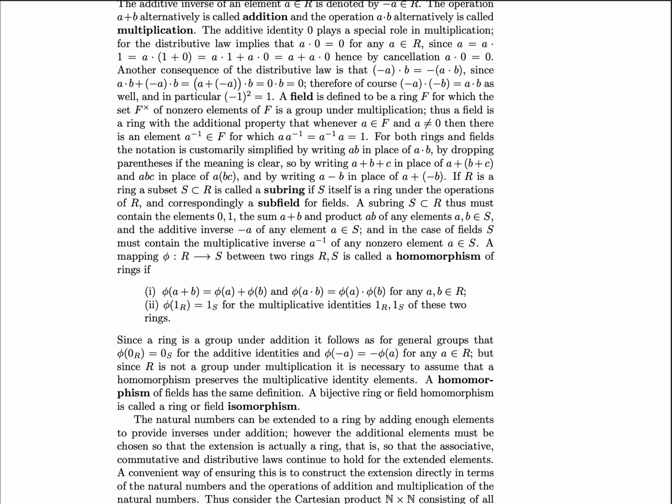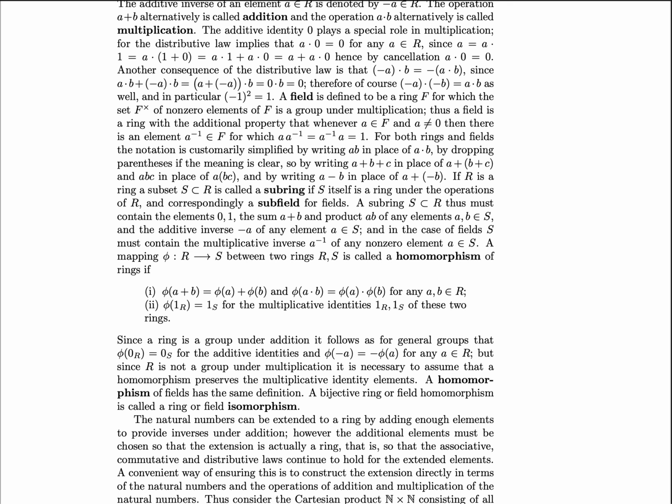If R is a ring, then any subset S of R is called a subring if S is also a ring under the operations defined by R. We have the same thing for subfields within fields. By its definition, a subring S must also contain the elements 0 and 1, and it must be closed under addition and multiplication, namely that a plus b and ab are within S for any elements a, b in S. It must also be closed under additive inverses, that negative a is an element of S for any a. In the case of fields, we must also have multiplicative inverses, namely that a inverse is an element of S for any non-zero element a within S.